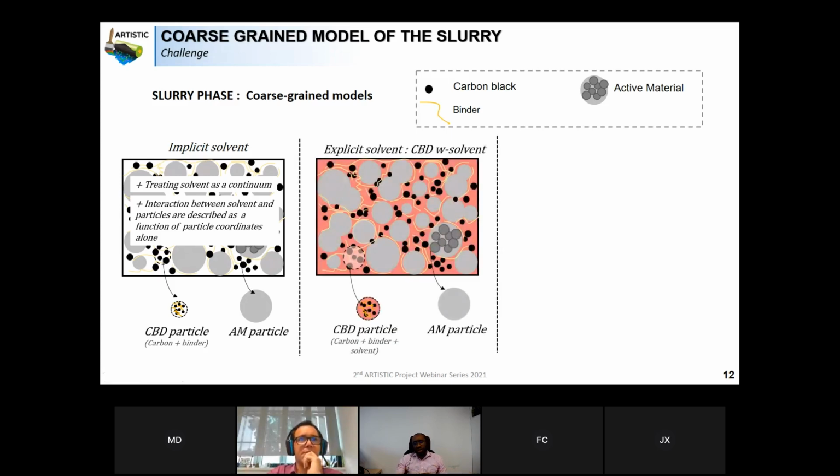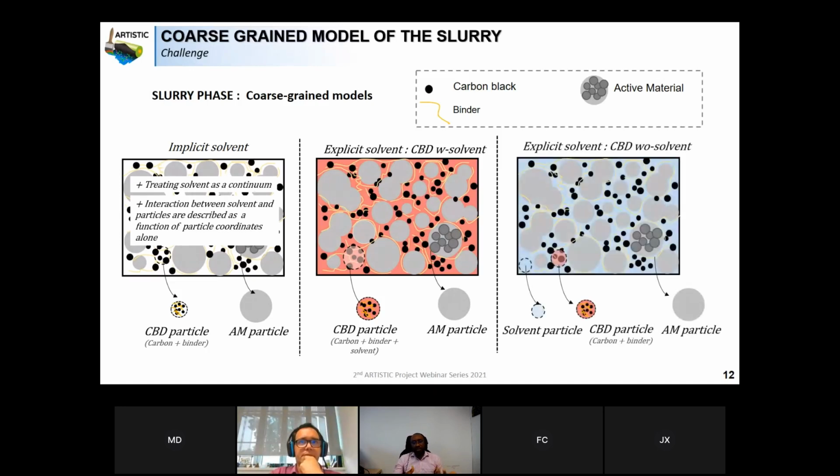The second one is to consider active material as in the previous one, but in this case, we have some kind of solvent inside the CBD particle. You can see here, the CBD particle is a mixing of carbon, binder and solvent. So this one is the explicit solvent, but we take into account that in the CBD particle, we also have solvent inside. And then the third one is we consider that we have active material as in the previous one. We have the CBD particle, but without solvent inside.